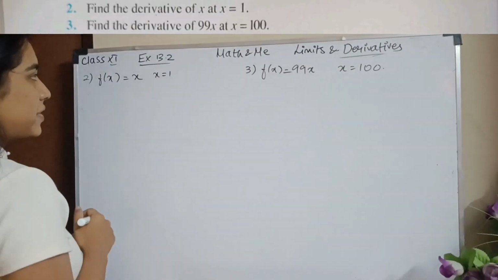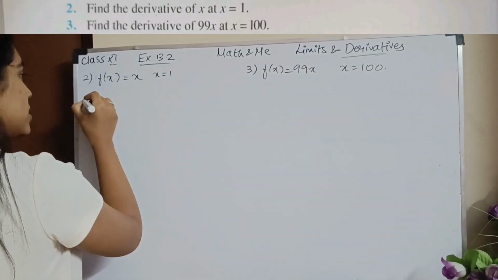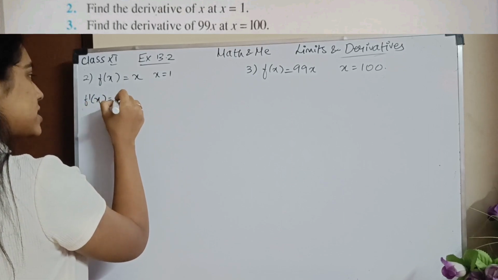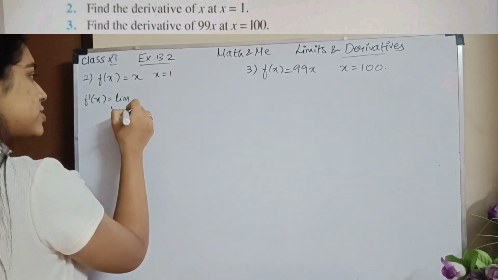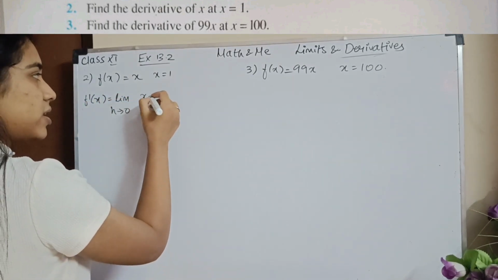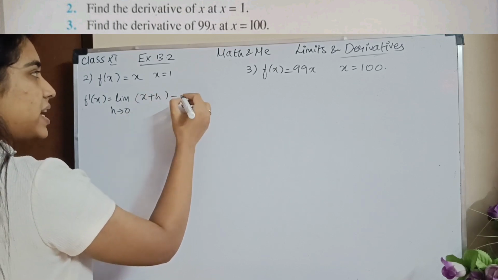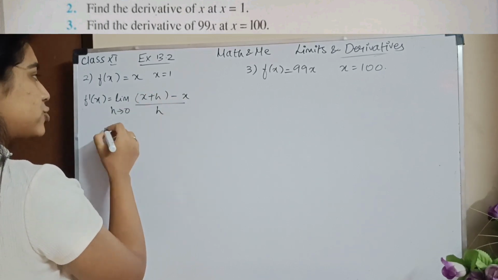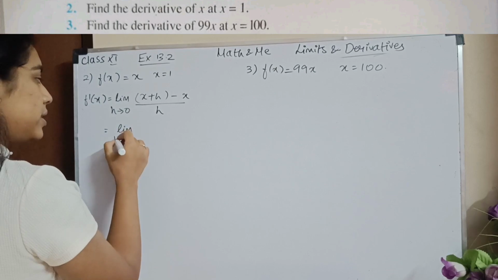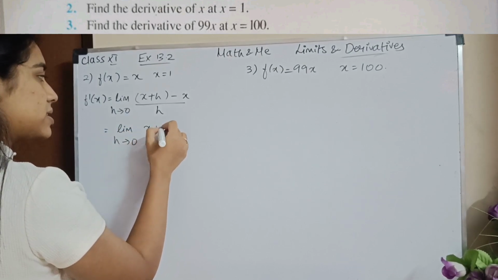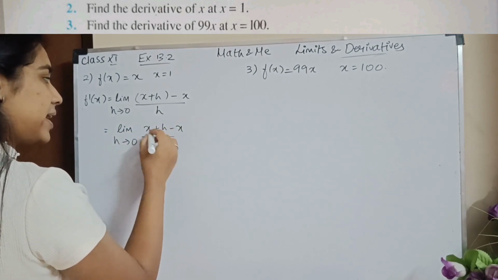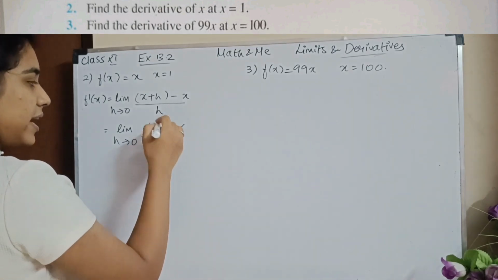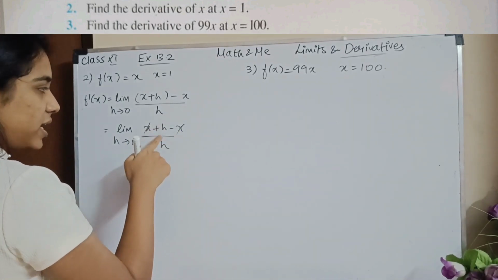Question number 2, f of x is x. This is also first principle. So how do I do it? f dash of x equals the limit as h tends to 0 of f of x plus h. So what will it be? x plus h minus f of x, which is x, divided by h. Now if I open this, the limit as h tends to 0 of x plus h minus x divided by h. The x and the minus x get cancelled. The h has to be cancelled. If I substitute 0, I'll have 0 by 0.